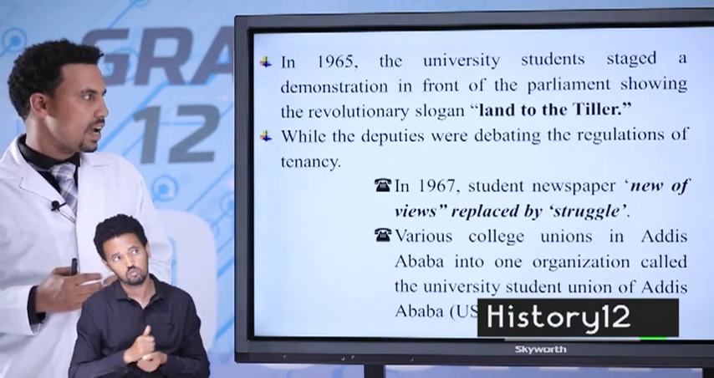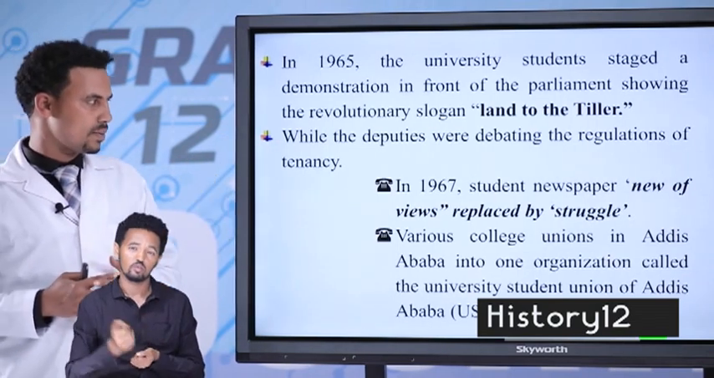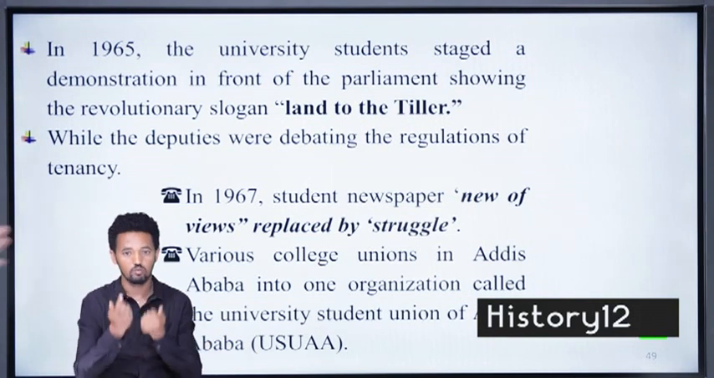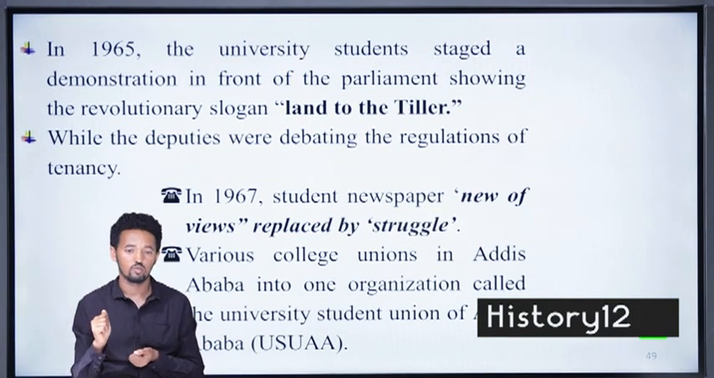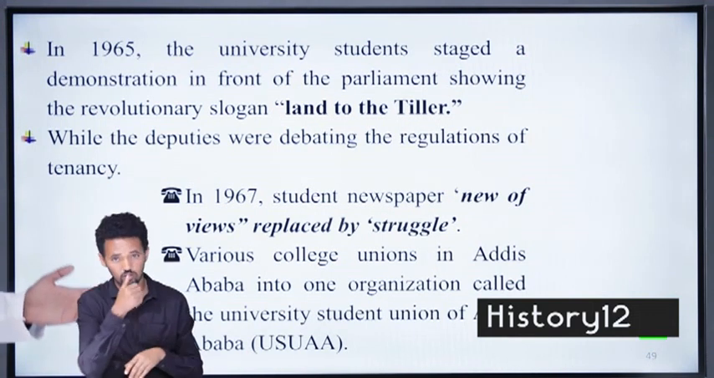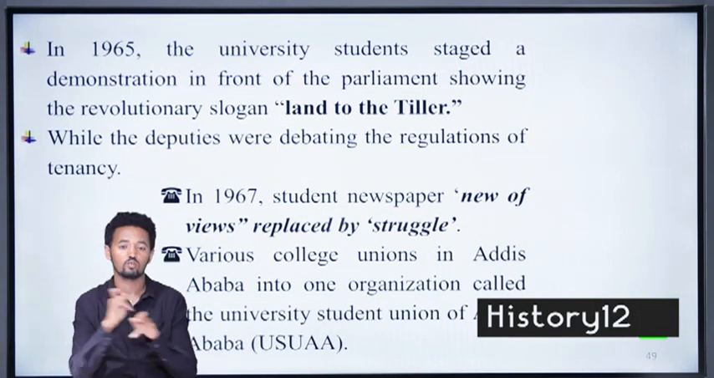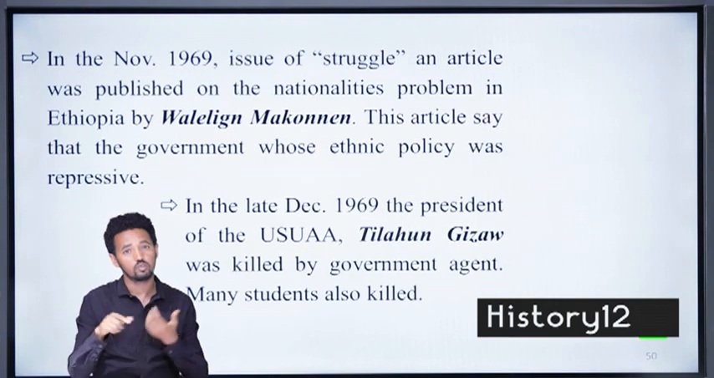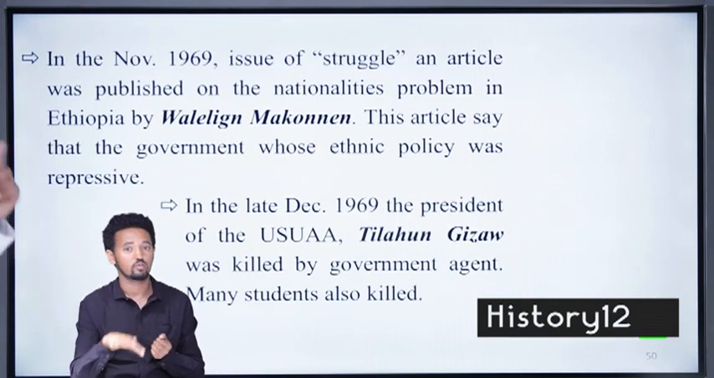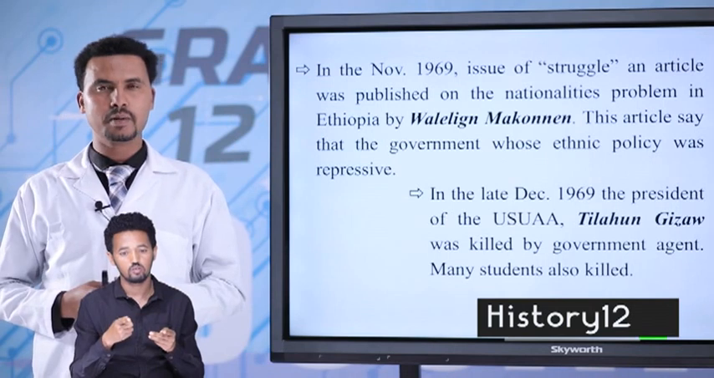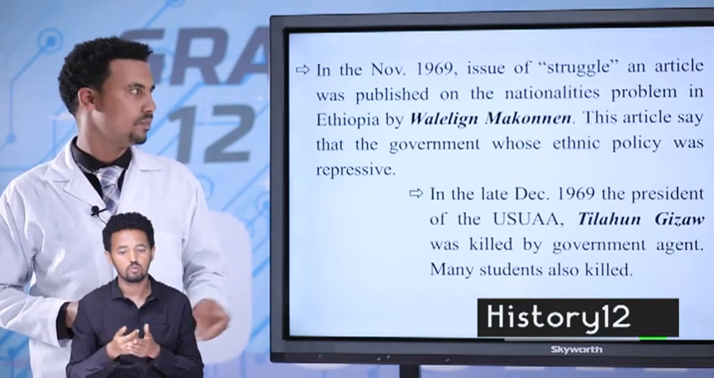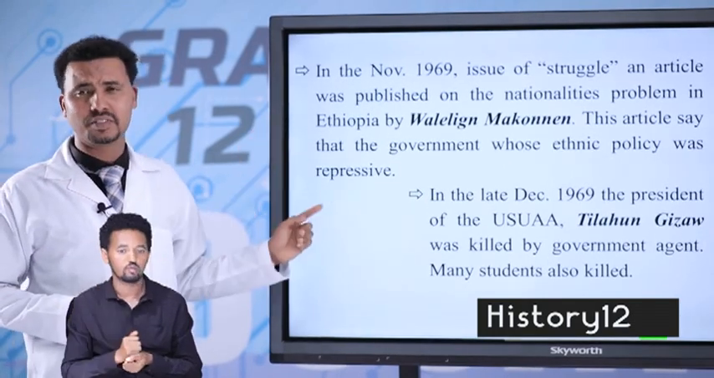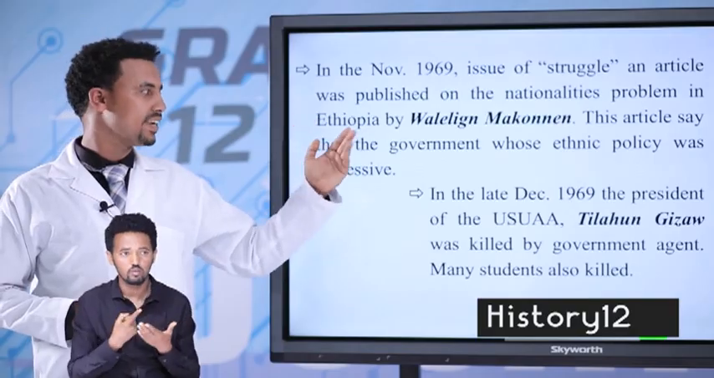While deputies were debating the regulation of tenancy, in 1967, the student newspaper News and Views was replaced by Struggle. The various college unions in Addis Ababa were joined into one organization called the University Students' Union of Addis Ababa. In the November 1969 issue of Struggle, an article on the national problem was published by Walelign Makonnen. This article says that the government's ethnic policy was repressive.